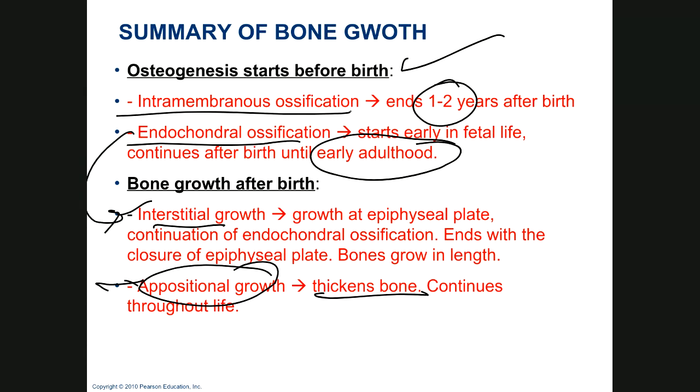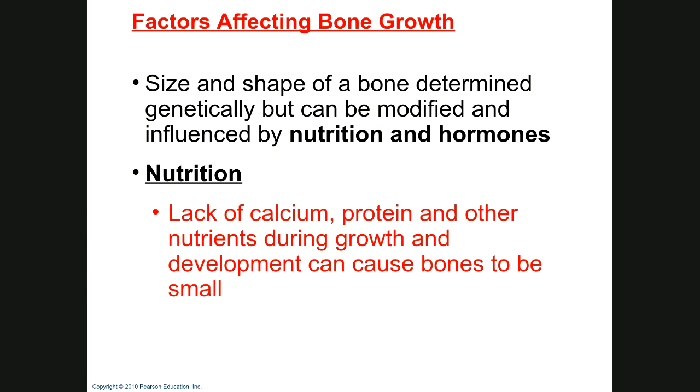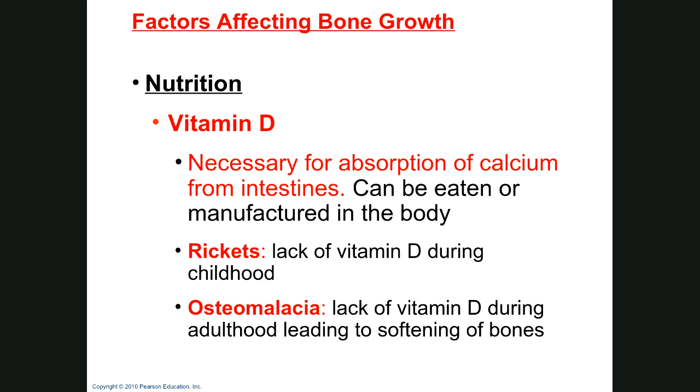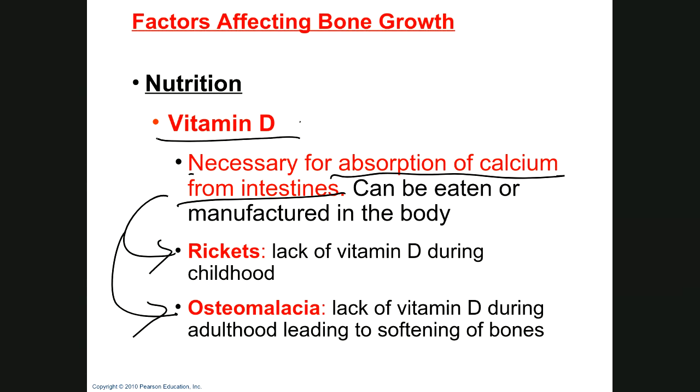Okay, so bone growth is dependent on nutrients like calcium and protein, which is needed to make collagen. Vitamins are needed. Vitamin D is very important because vitamin D is needed in the absorption of calcium from the intestines. So if we don't have enough vitamin D, now we're going to have soft bones. In children, the condition is called rickets. In adults, the condition is called osteomalacia.